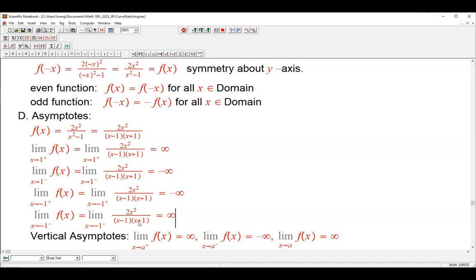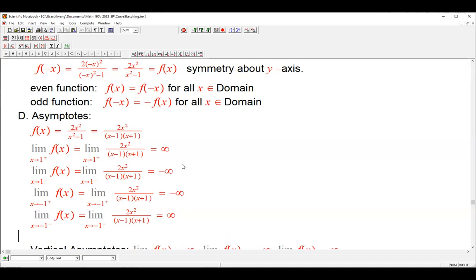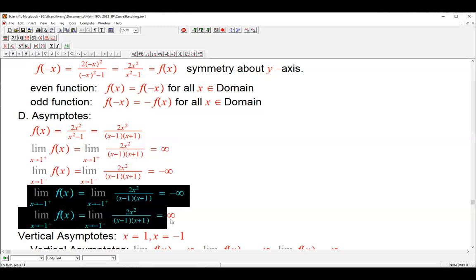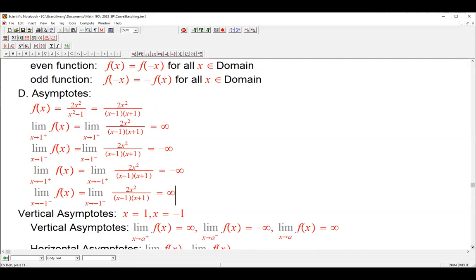Okay. So we got vertical asymptotes, and they are x equals +1 and x equals -1. Okay, so these are explained by the first two and the next two. So we have two vertical asymptotes.